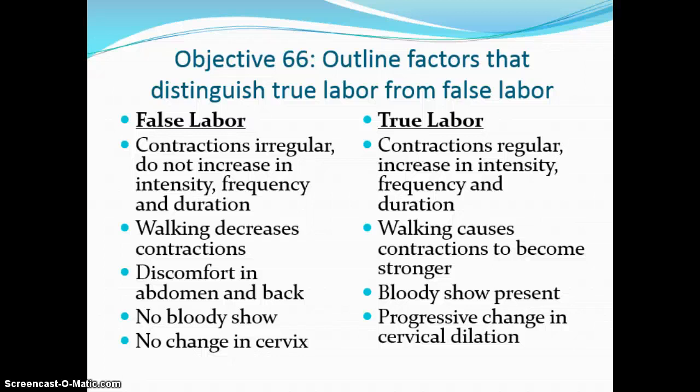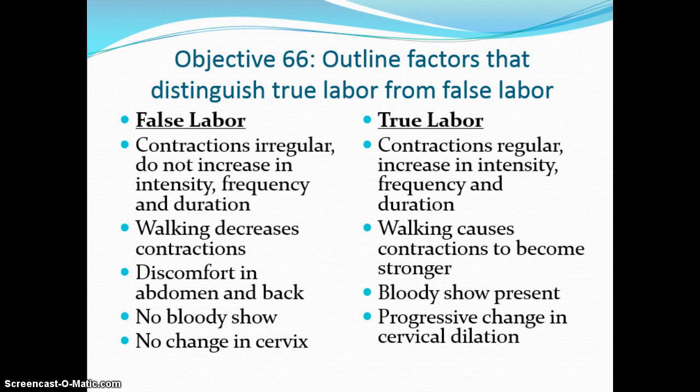With false labor, the contractions are usually irregular. They don't increase. They don't get worse. They don't come closer together. And when she gets up and ambulates or goes to the bathroom, a lot of times those contractions will decrease. So in true labor, we're going to see contractions becoming increasingly painful. The intensity is going to increase, the frequency is going to get closer together, and we're going to have that cervical change. So a woman comes in having contractions and we're trying to rule it as labor or false labor. We're going to check her cervix.